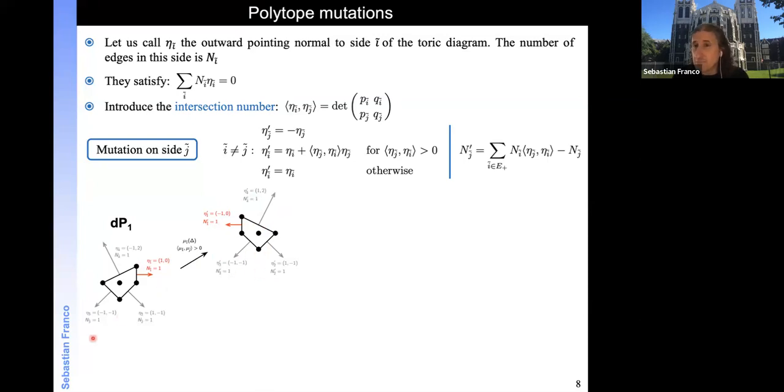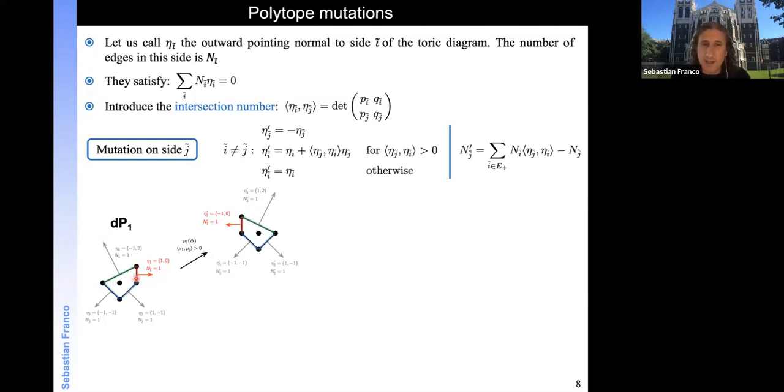Okay, which is the same. In this case, which is very special, you obtain the same polytope, up to a flip. Okay, so let's identify things a little bit. So the red one is the one that I mutated.